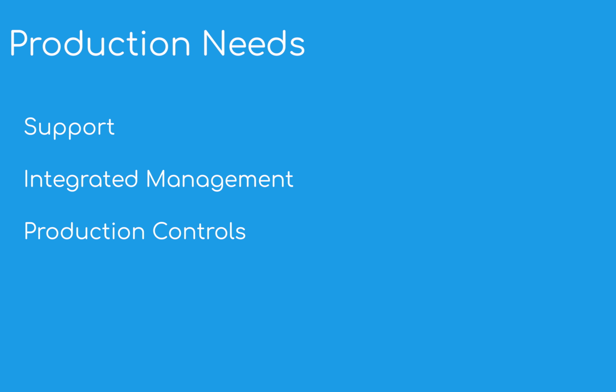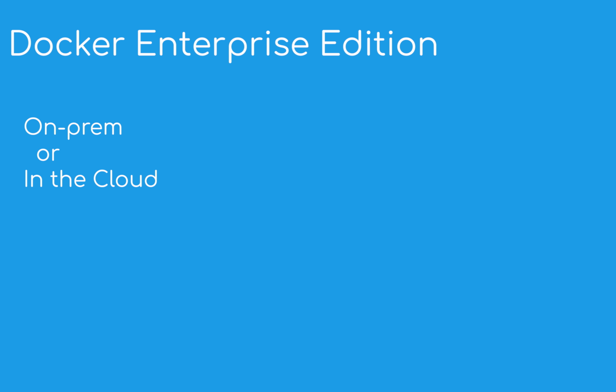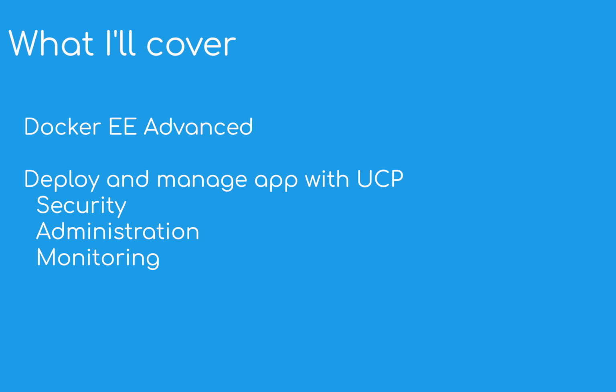However, for production, you'll want support for your containers, an integrated management solution, and secure software controls. You'll get that with Docker Enterprise Edition, which you can run in your own data center or in the cloud. I'll cover Docker EE Advanced in this video. I'll deploy and manage my application using the Universal Control Plane and show you how security, administration, and monitoring look in a production Docker environment.